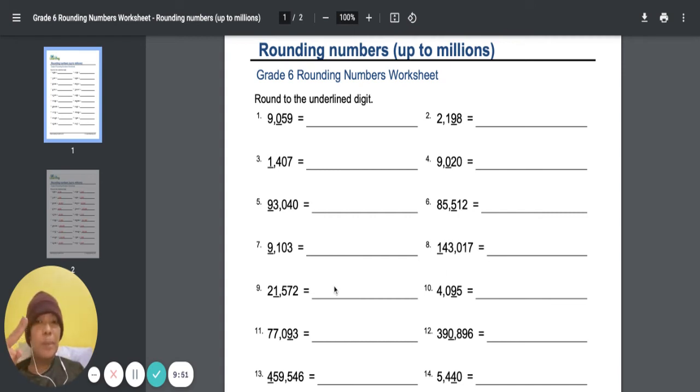Last two numbers na po tayo. 21,572 and we are in the thousands value. Okay? So, 1. Ano po yung katabi ng 1? 5. 5, including 5, 5 is equal to or more than 5. So, rounding up. So, tataas siya, will add 1 plus 1 to 1 here. So, magiging 22,000. Nakuha nyo po?